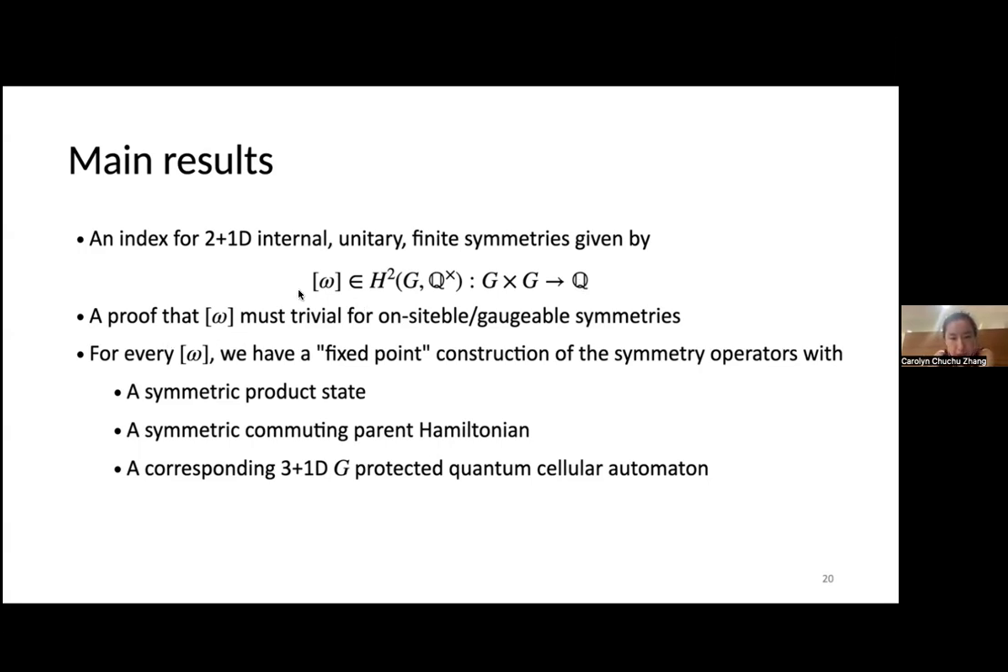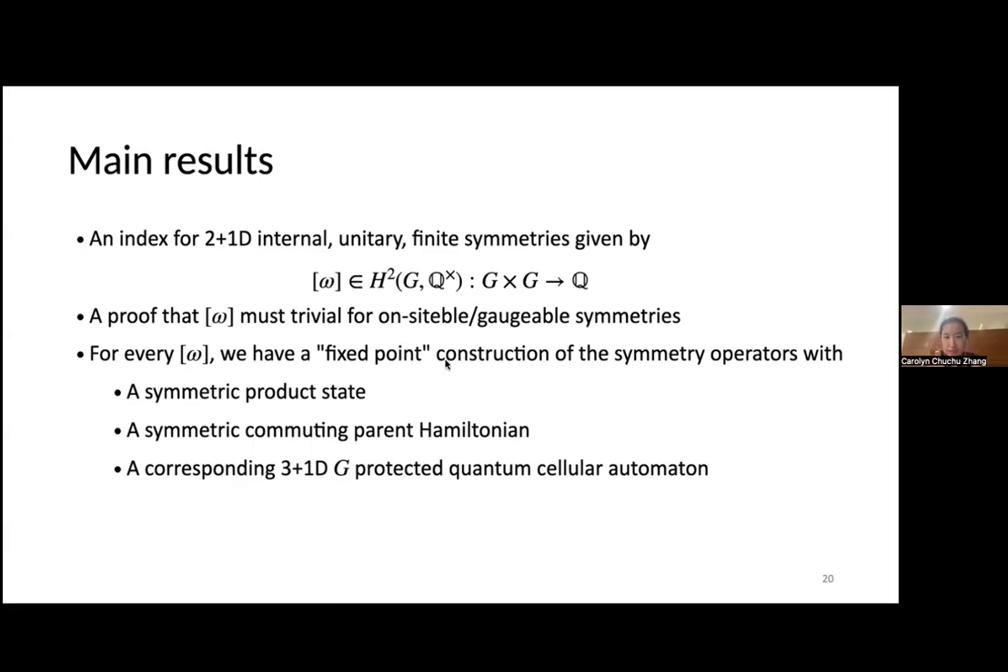We can prove that this 2 cocycle has to be trivial for an onsitable or gaugeable symmetry. Furthermore, for every 2 cocycle, we have a fixed point construction of the symmetry operator, so the unitary operator that acts on the Hilbert space. And we can show that this unitary operator has a symmetric product state, a symmetric commuting parent Hamiltonian. So it seems non-anomalous in that sense. And there's also a corresponding 3+1D G-protected quantum cellular automaton. I probably won't get much to this, but there's a close relation, I'll mention at the end, between this QCA and this non-onsitable symmetry.